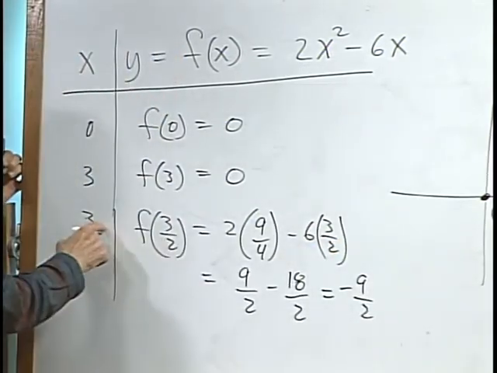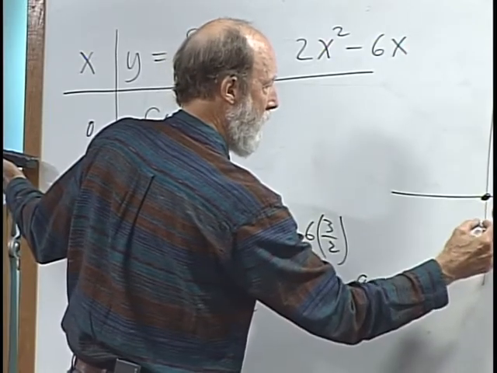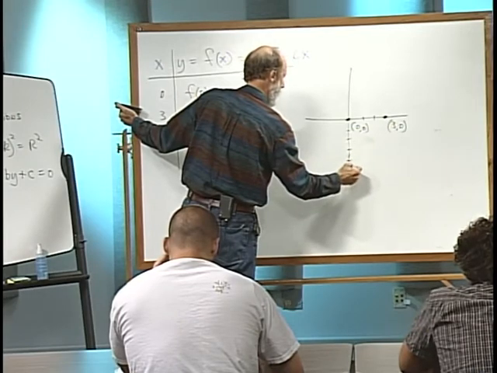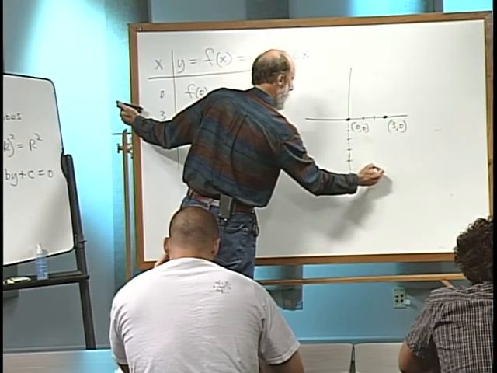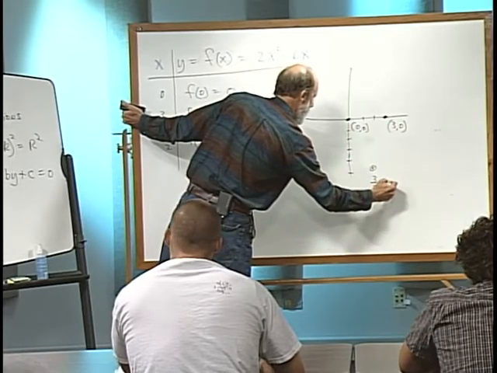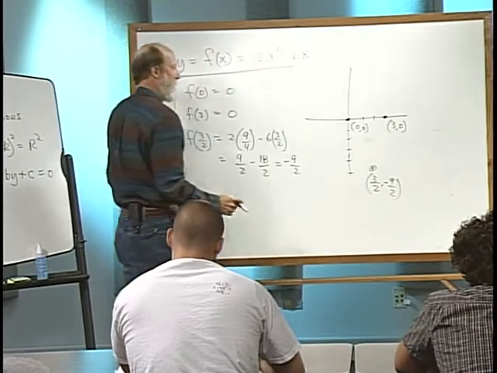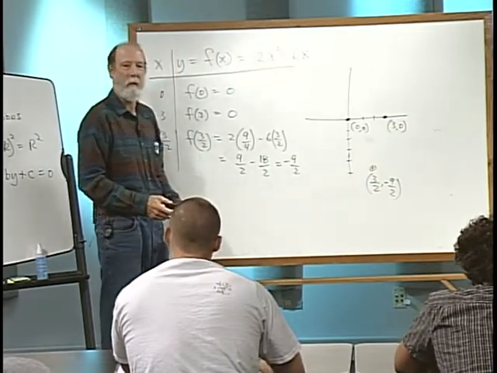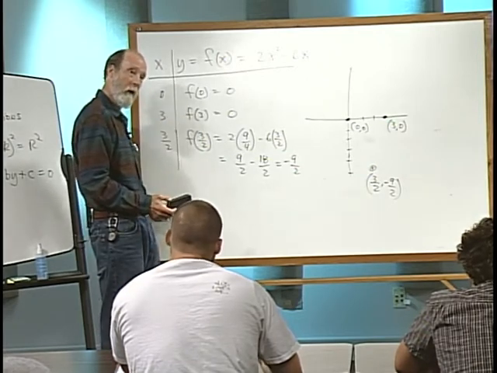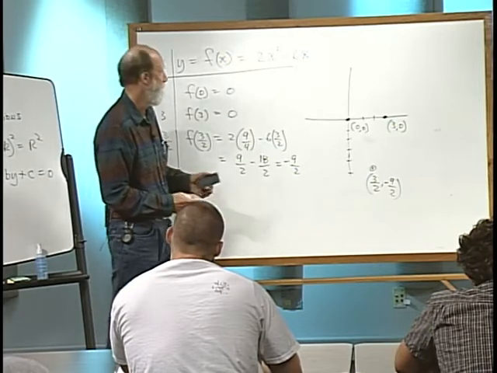Four. 3/2 is halfway between here and down 1, 2, 3, 4, 5, 4.5. Right down here. 3/2 minus 9/2. What shape do we get if we plotted an infinite number more of points? A parabola. We're going to get a parabola, which you have seen before.